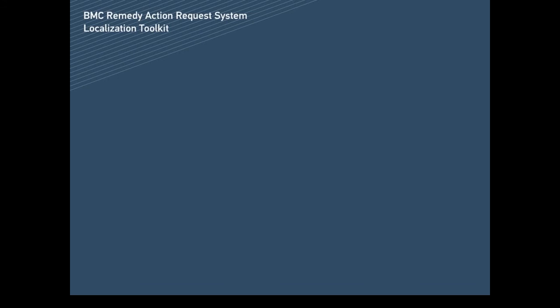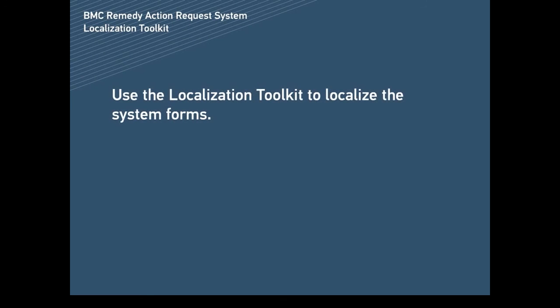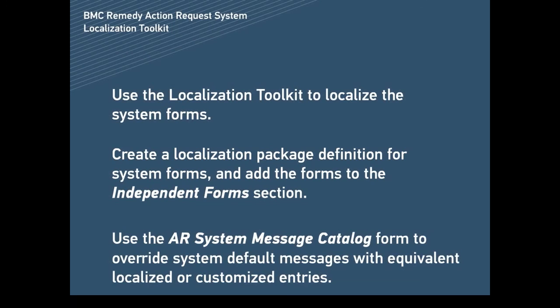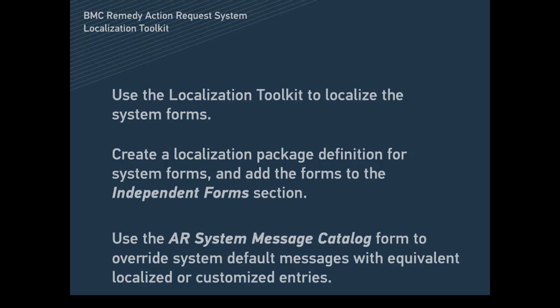Next, here's a quick overview of how to update the AR System server. First, you'll want to localize system forms such as user, group, and homepage forms using the Localization Toolkit. The system forms are installed with AR System. Create a localization package definition for system forms and add the forms to the Independent Forms section. Then use the AR System Message Catalog form to override system default messages with equivalent localized or customized entries. For more details, see the white paper called Localizing Your BMC Remedy Action Request System Application.